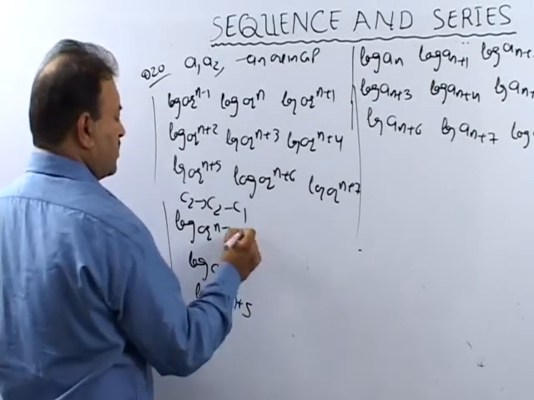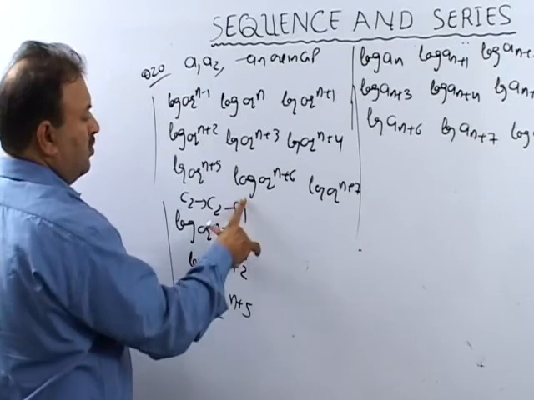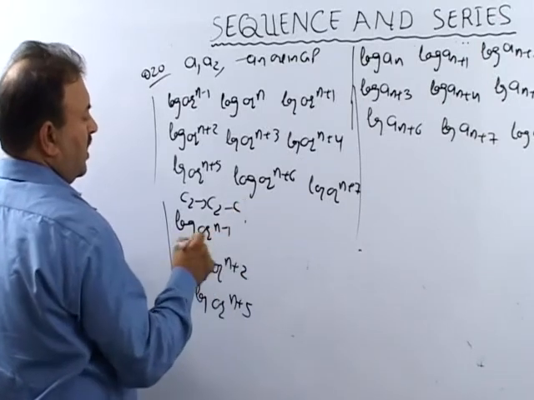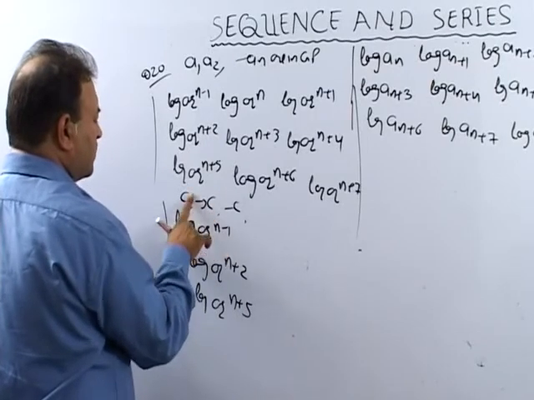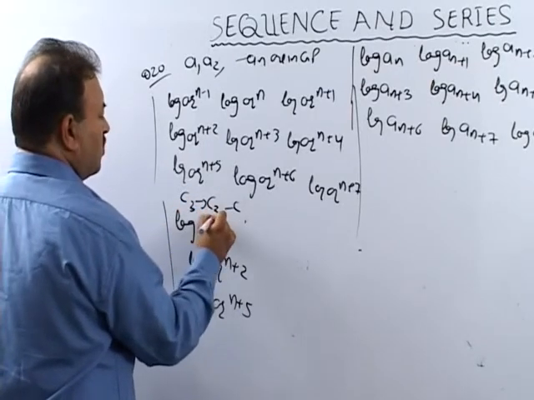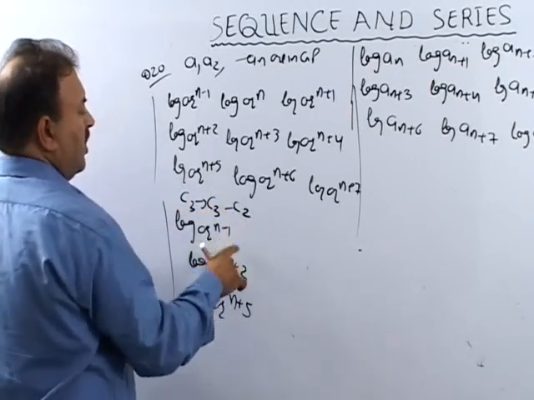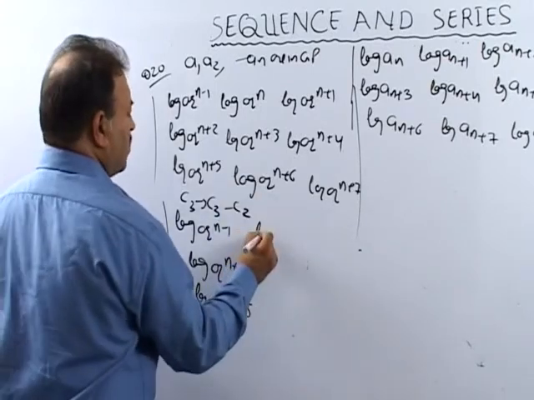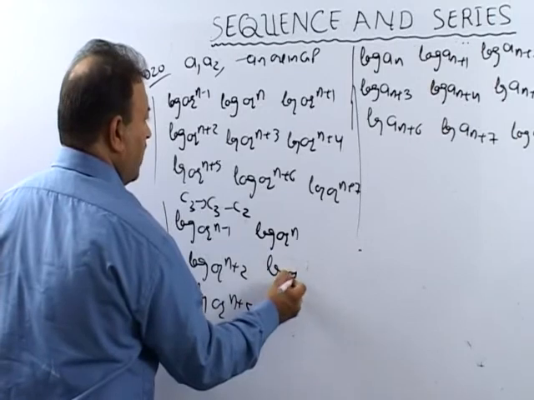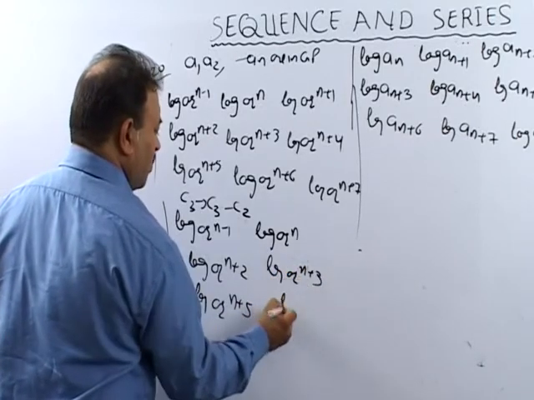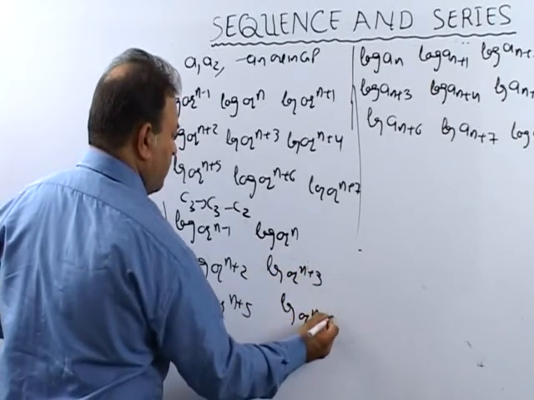Again, operate on C3, which is better than C2: C3 minus C2. C1 is written as such, C2 as the log of AR to the power n, n plus 3, n plus 6 terms.